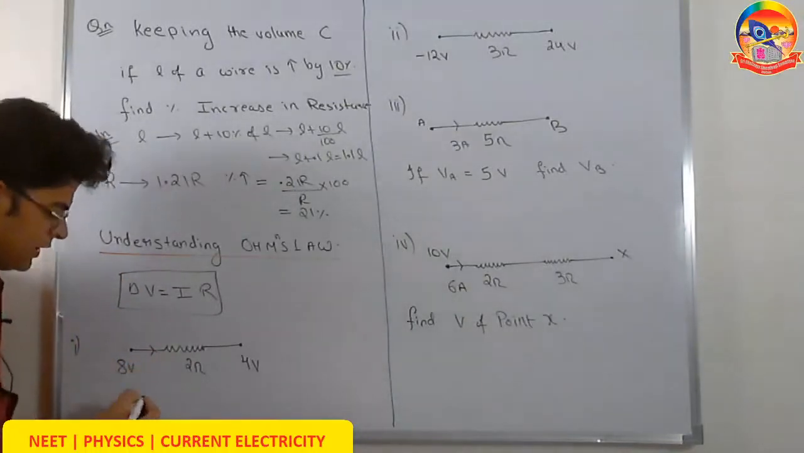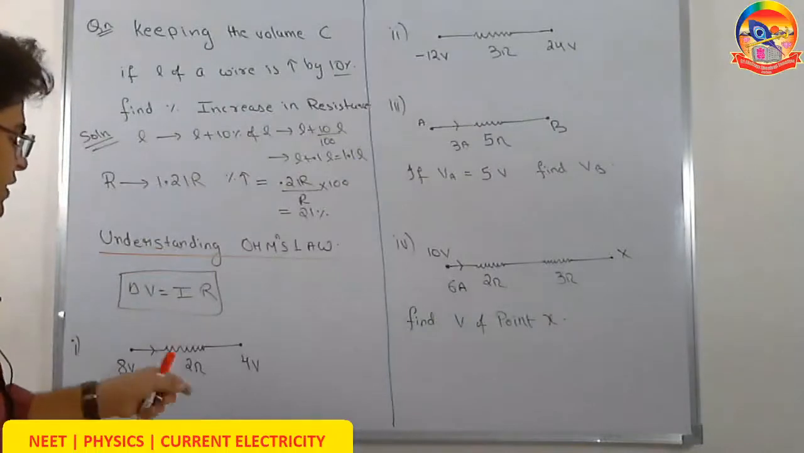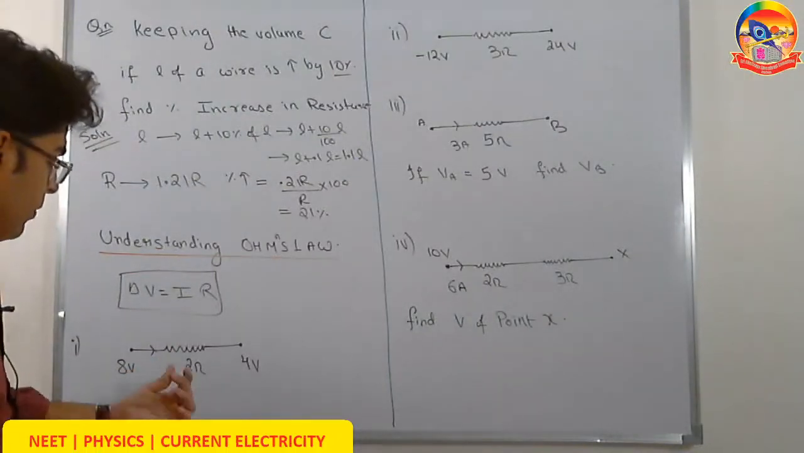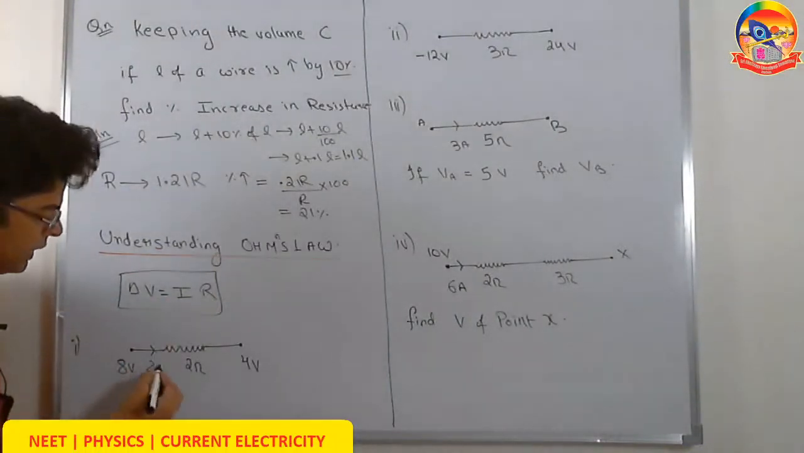So what has to be the current in this line? The current in this line has to be potential difference divided by resistance, 4 divided by 2. Potential difference divided by resistance, so the current has to be 2 ampere.